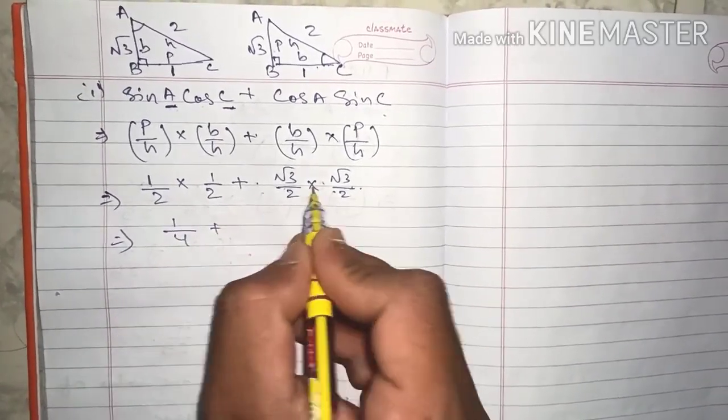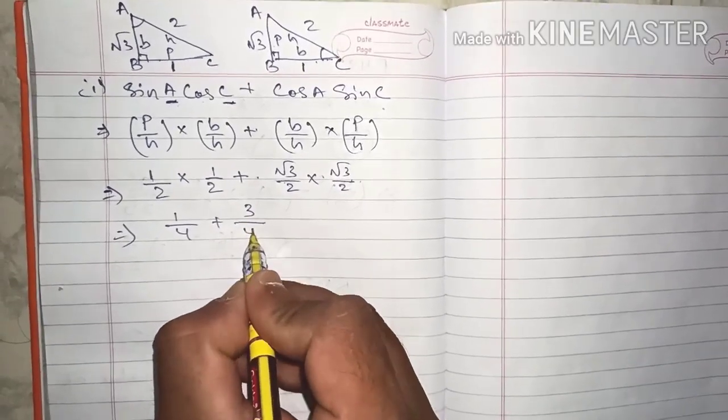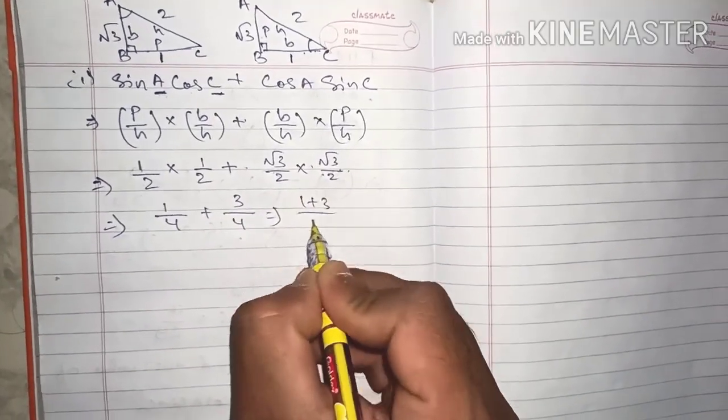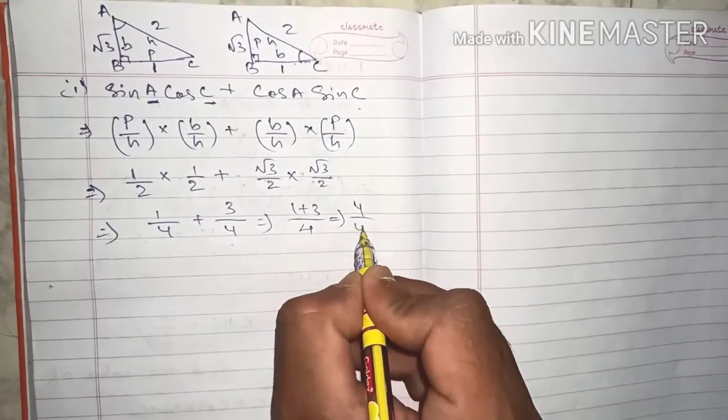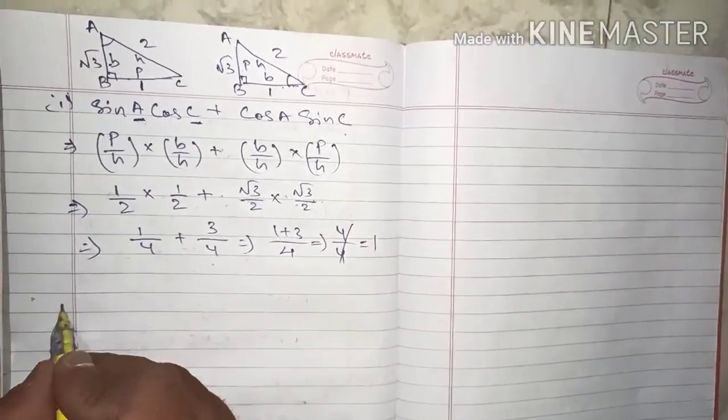1 by 4 plus root 3 times root 3, 2 twos are 4, so 1 plus 3 divided by 4. 4 by 4 equals 1. This is the first bit.